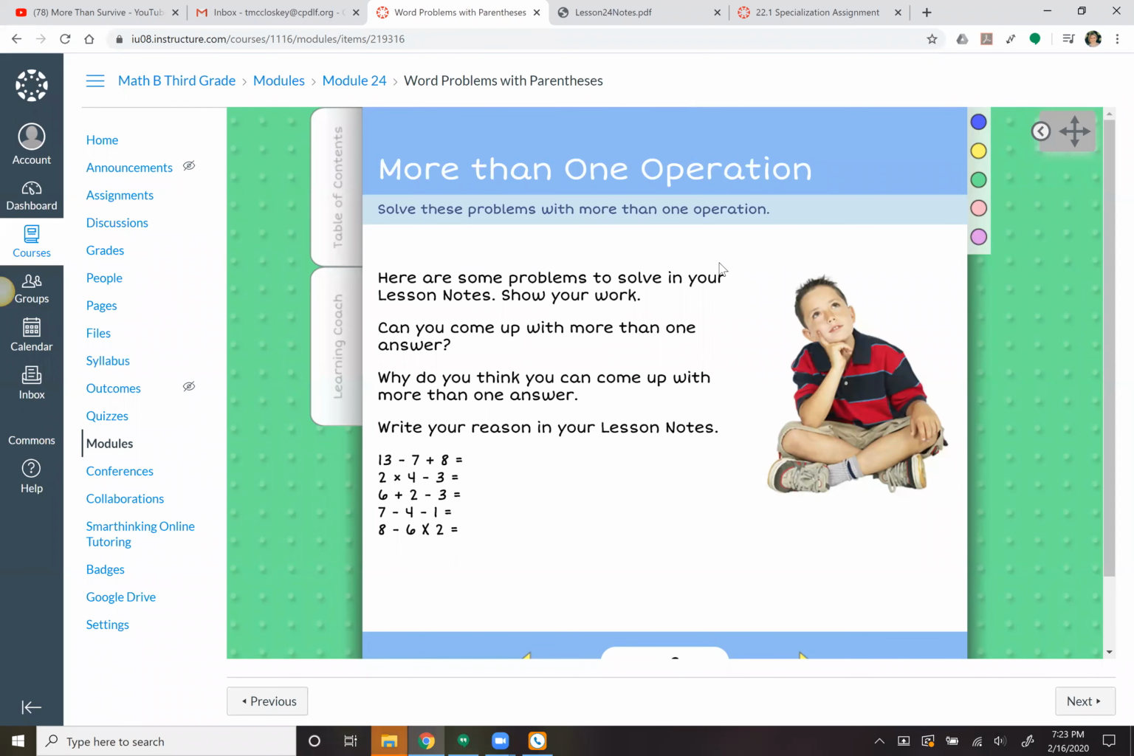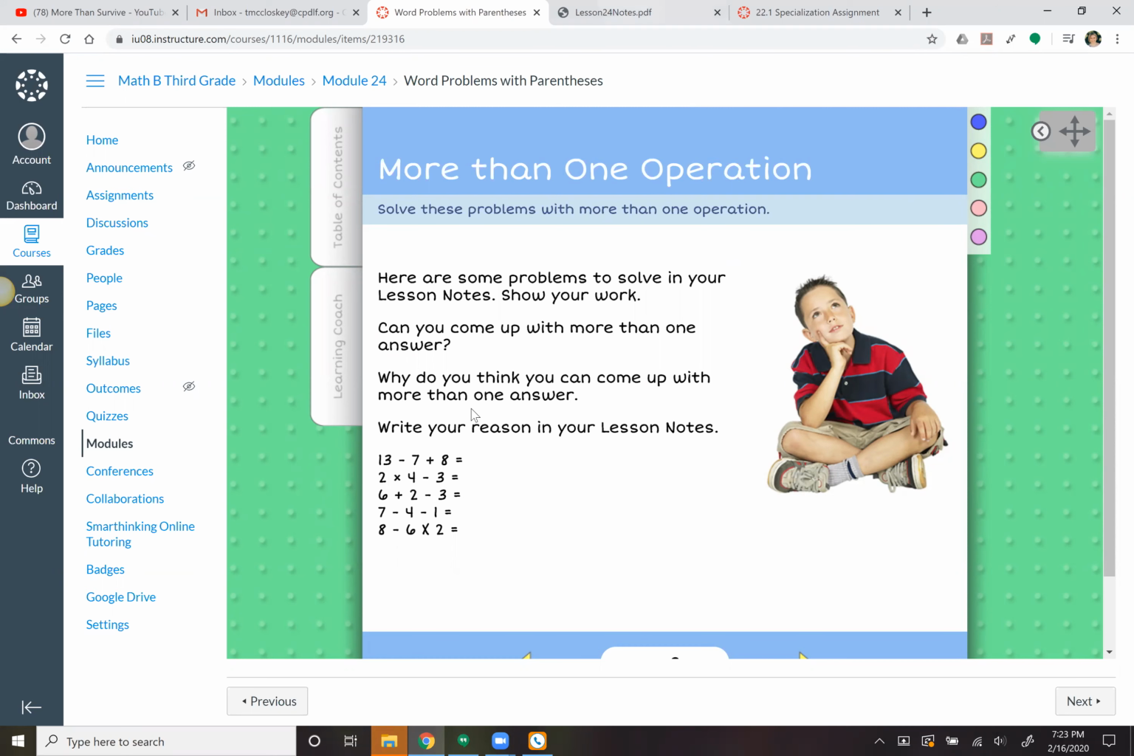All right, so you should have done your mental math. Now we are on page 3, more than one operation. Solve these problems with more than one operation. Here are some problems to solve in your lesson notes. Show your work. Can you come up with more than one answer? Why do you think you can come up with more than one answer? Write your reason in your lesson notes.